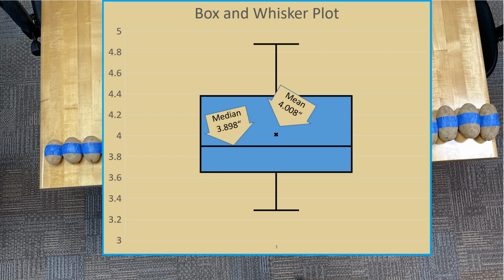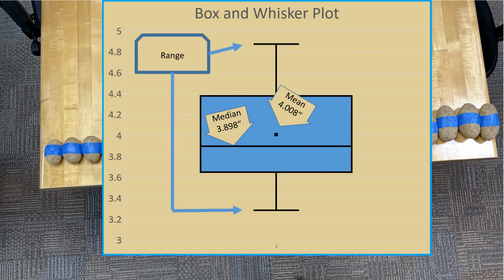It shows a box and there's a stripe in it, that's the median, and there's an X in it, and that's the mean. There are a couple of other pieces of information that a box and whisker plot tells us that wasn't available on the previous slide. So let's go ahead and take a look at those.